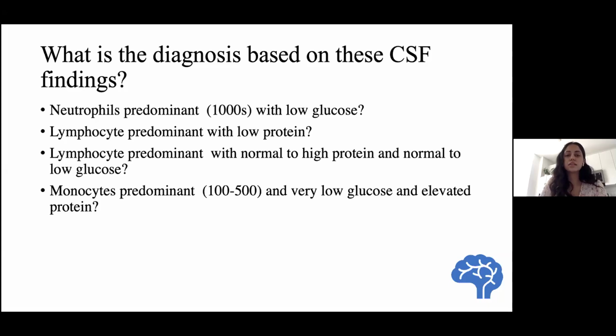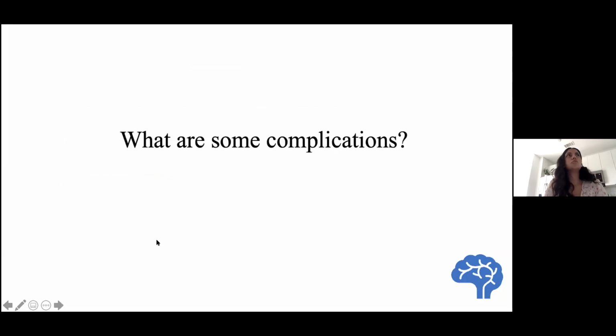Now, what if it's monocyte predominant with a very, very low glucose level and elevated protein? This is a particular type of pathogen that I'm trying to look for. It's very common on the ward. TB, tuberculosis. Yes. Perfect. You guys are incredible. That's great. And so what are some complications of meningitis that you can think about?